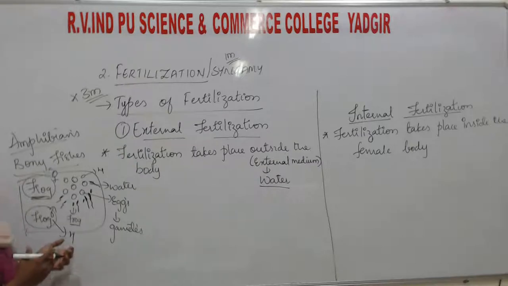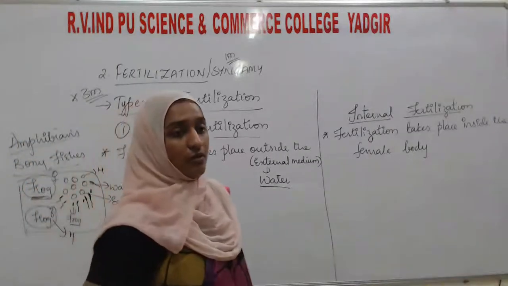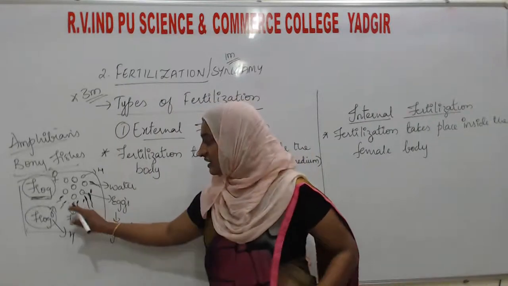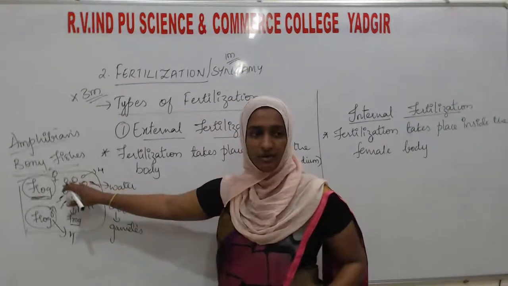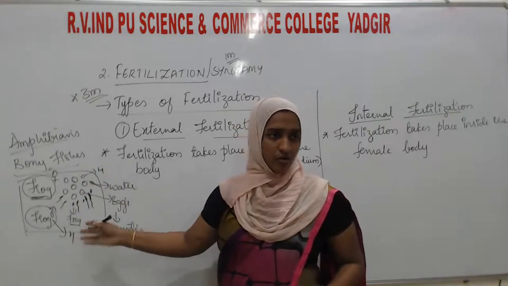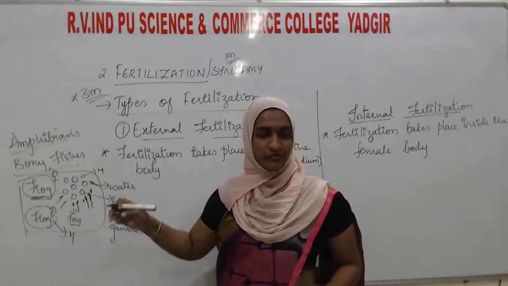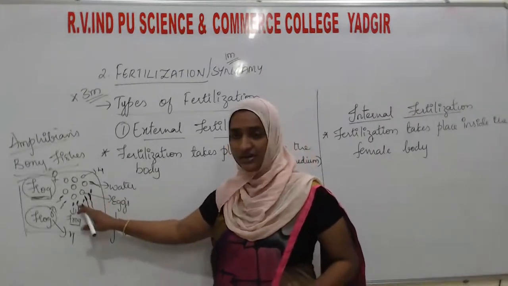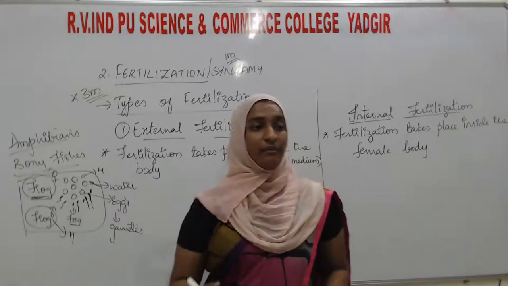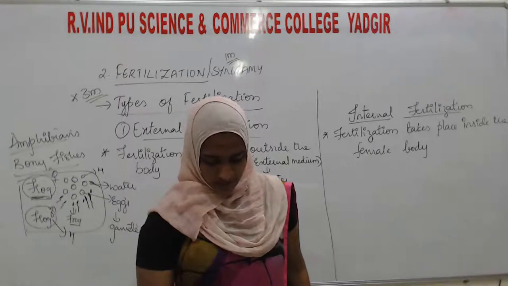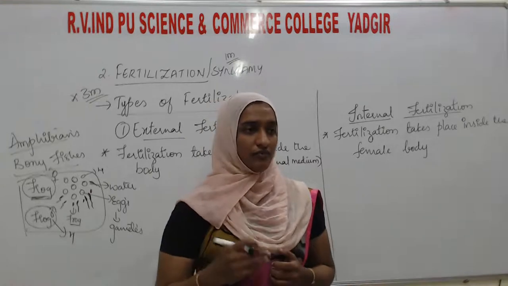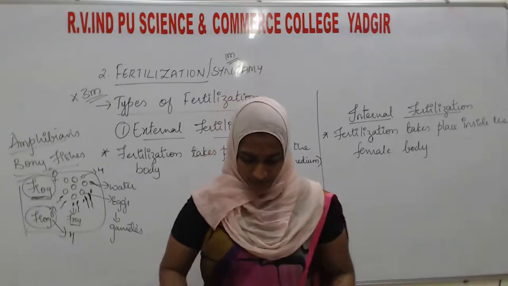In these conditions, more gametes are going to be wasted. They will not come into use, because only some sperms will meet with the eggs. We don't have the guarantee that all eggs are going to fertilize. Only some of them get fertilized, if the sperms are highly motile, highly functional. So during external fertilization, the gamete wastage will be more. This is one disadvantage of the external fertilization.